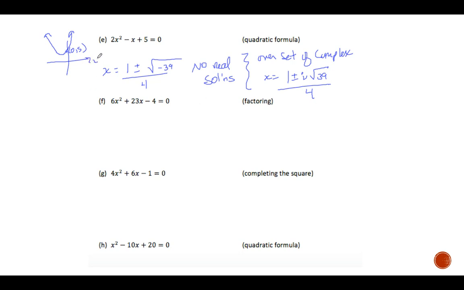This is the real number line. You don't graph those, right? You can't graph non-real numbers on a real number line.